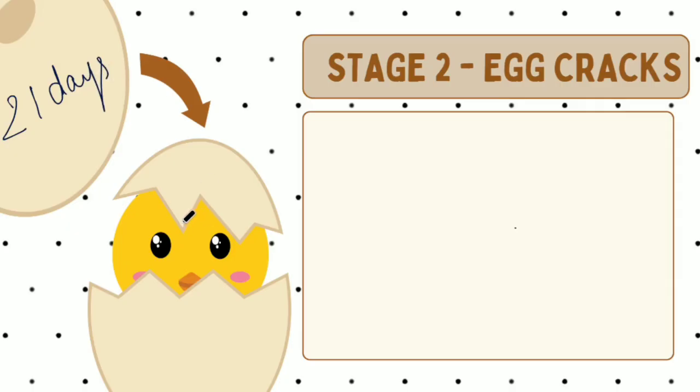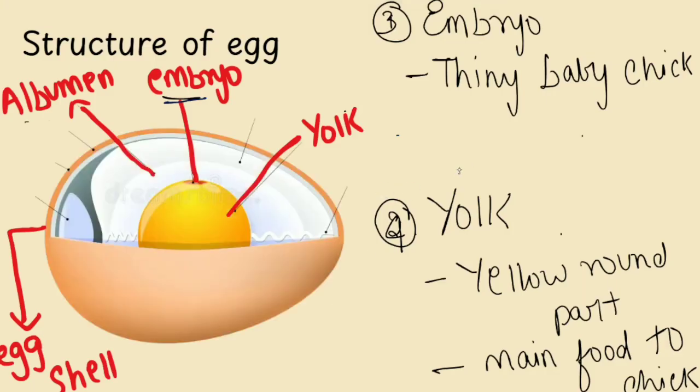And what is formed? A chick comes out of the egg. So, for 21 days inside the egg, the chick is growing, right? So, how does it get food? Yolk. We have seen in the egg part that this is the yolk, right? This yolk gives main food to the chick.